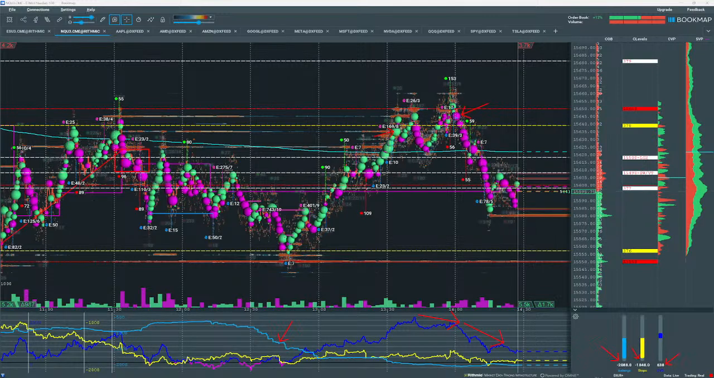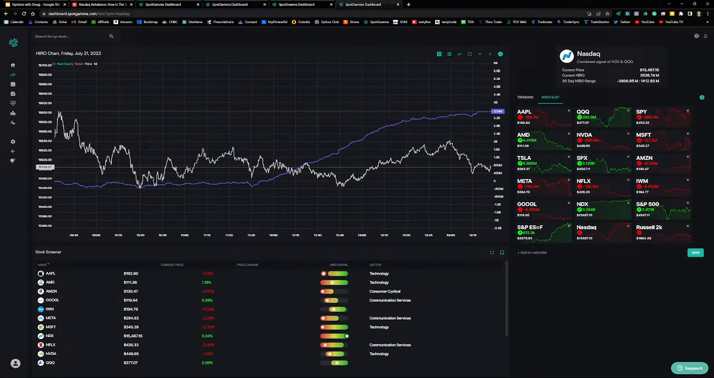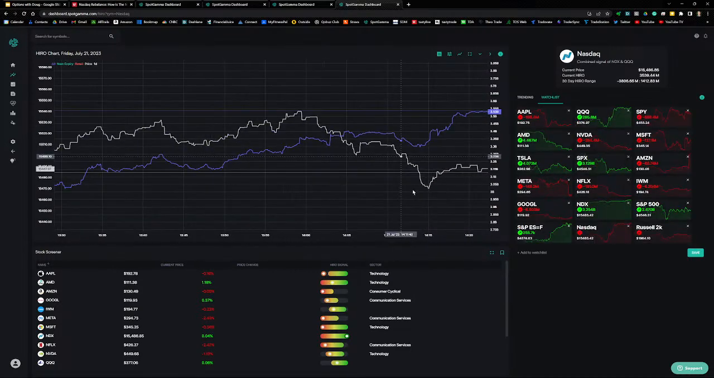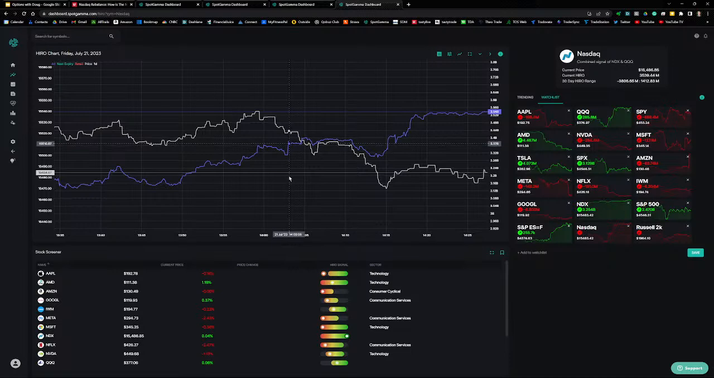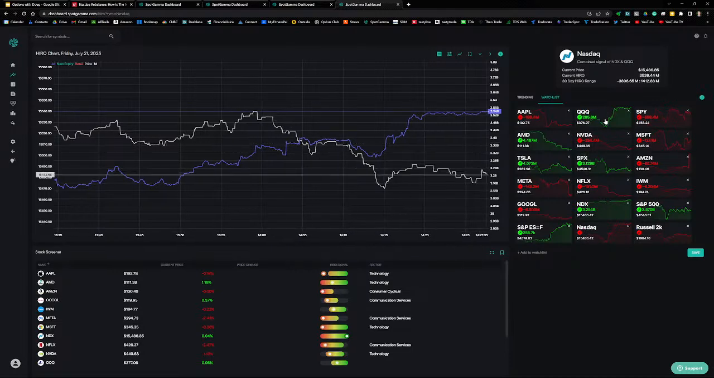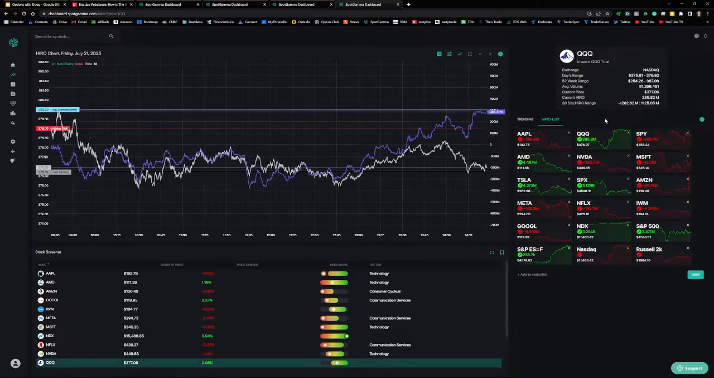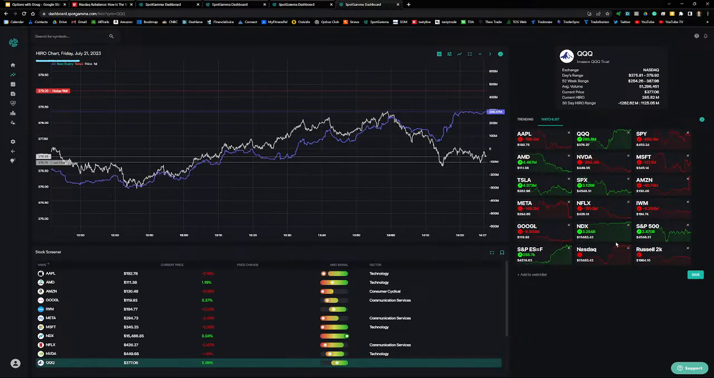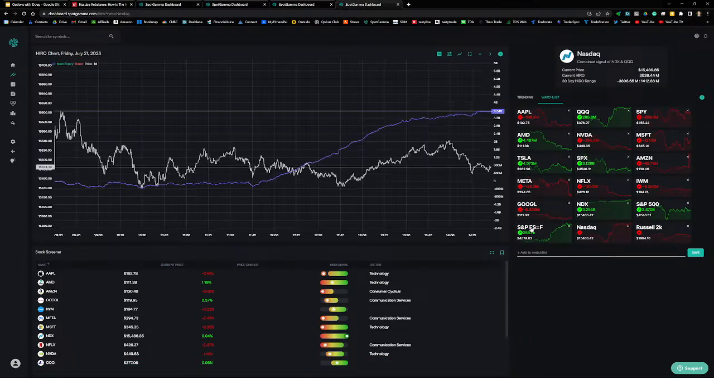Let's go back and see what options traders are doing. Zoom in on this. I'm just going to have to look at QQQ. Well, we'll see. All right, so that's leveled off for QQQ. So we'll go back to the total signal.